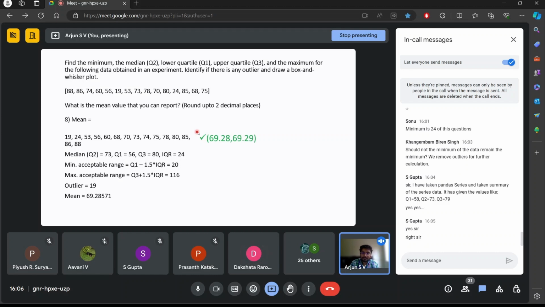We have found that 19 is an outlier already, using the minimum and maximum acceptable range. So you remove 19, start adding from 24 to 88, and divide that by 14, because now, excluding the outlier, we have only 14 observations. Okay, understand, sir. You can put it in the chat box if you're getting the same mean as well. Piyush, you can go ahead.